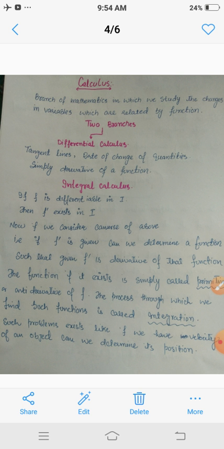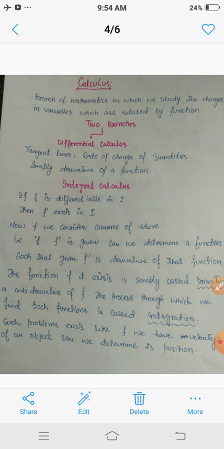You know how to find the derivative of a function. What are the applications of derivatives of a function, or where do we use the derivatives of a function? Now in this differentiation or in this integration, we are studying the changes of the variables of a function.